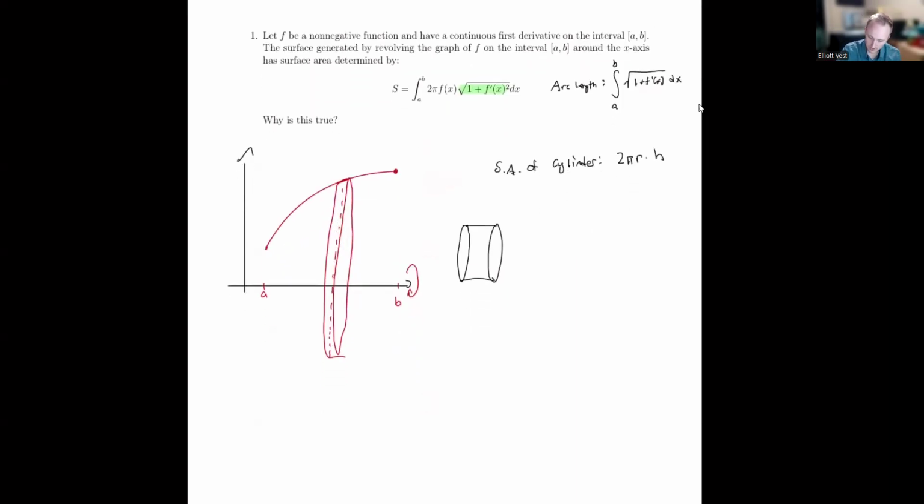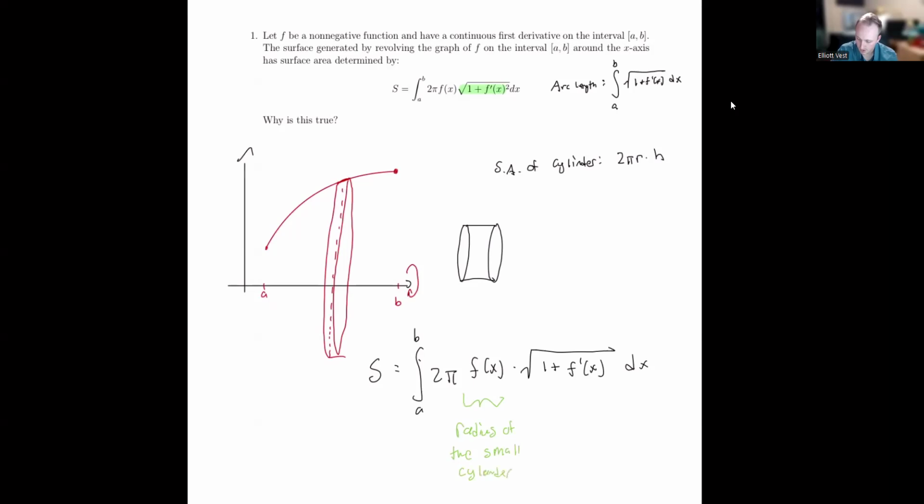So when we say surface area is an integral between a and b of this 2 pi f of x times this here, we have that this f of x represents a radius of the small cylinder we created. I can't spell cylinder, and that's okay because I'm a math major.